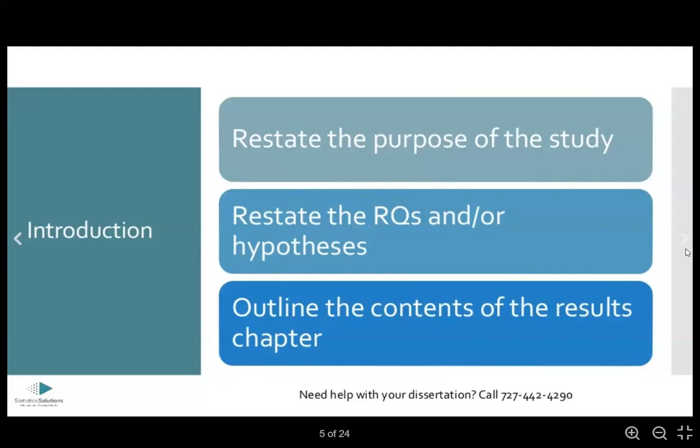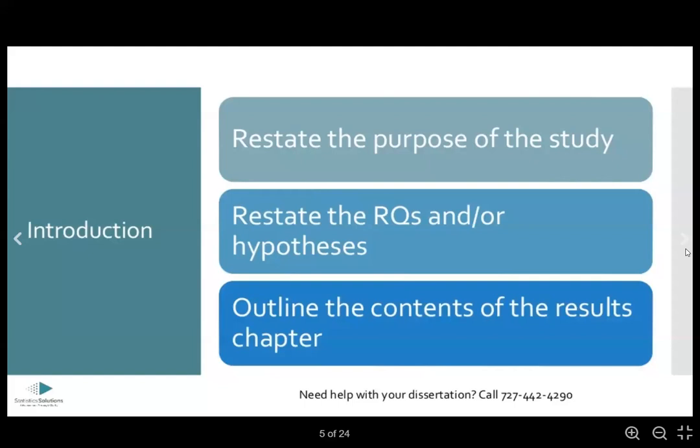So here, you just want to remind them what the purpose of the study is, and also restate the research question and hypotheses so that as they are reading through this chapter, they have that base level understanding again of what it is they're looking for, what questions are being answered through the results that you're presenting in this chapter.